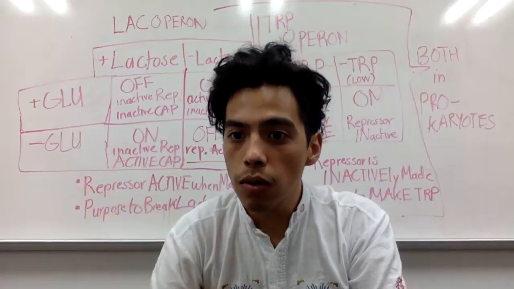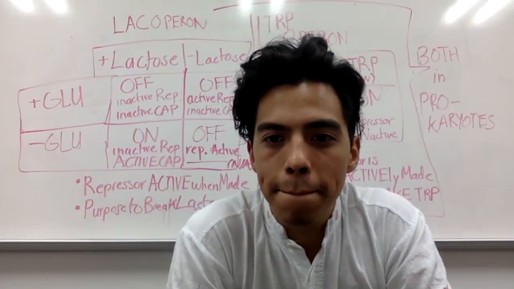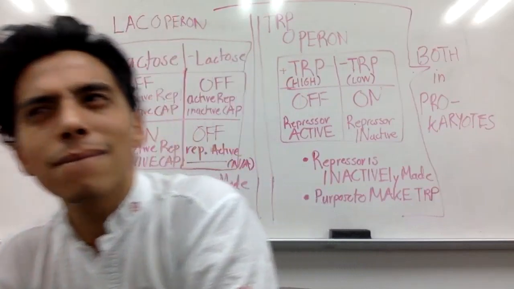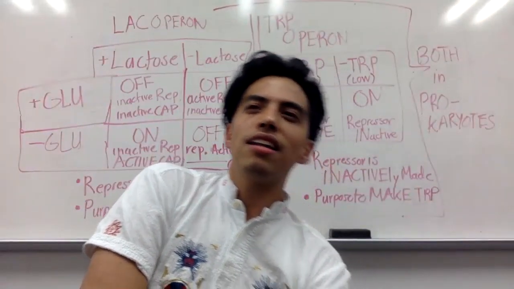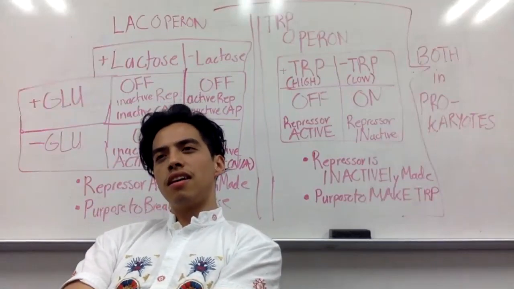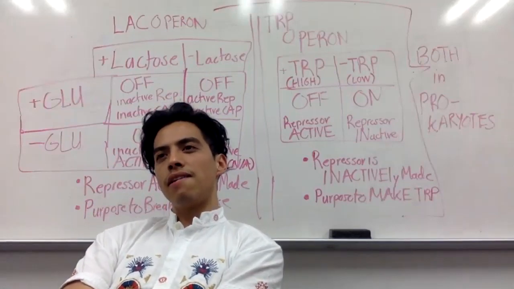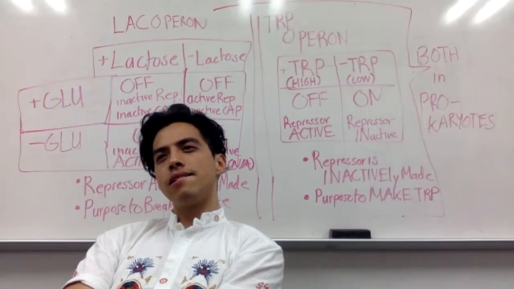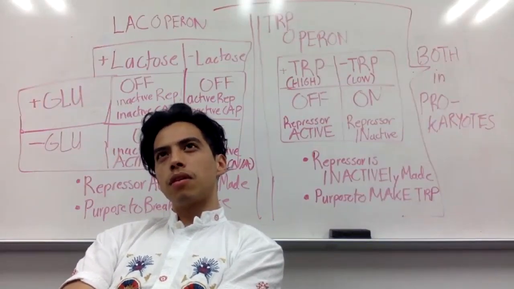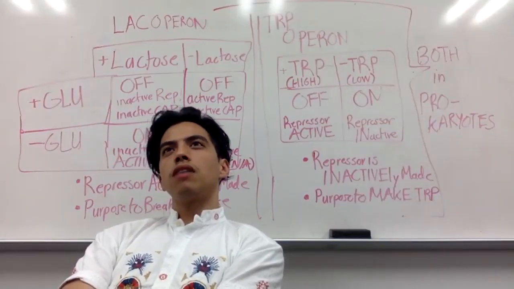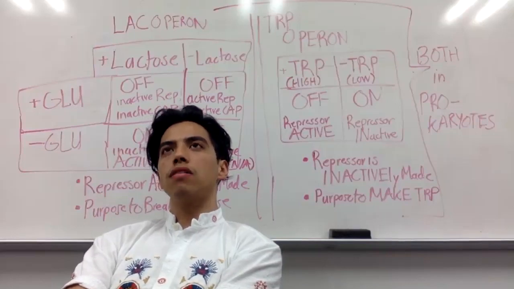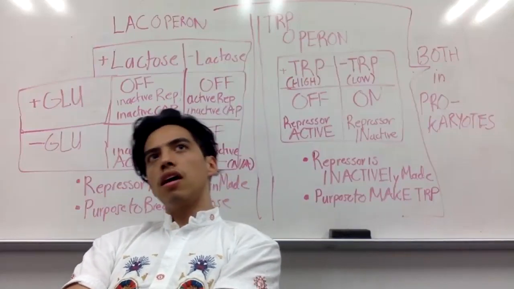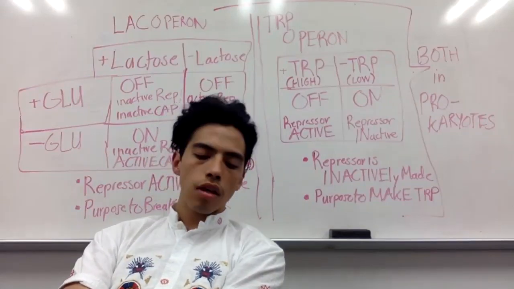One last thing: operons are positive and negative regulation. Positive regulation is just an activator. So the lac operon is both. The trp operon is just negative, because negative is just a repressor. And the lac operon is both because it has the CAP and the repressor.